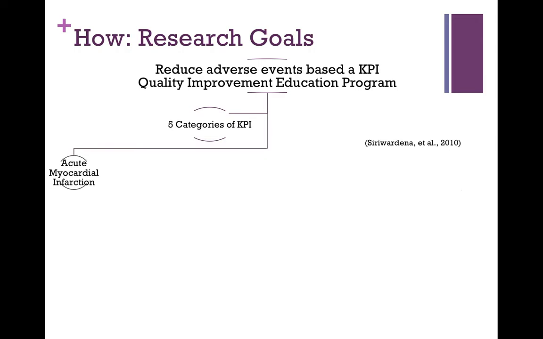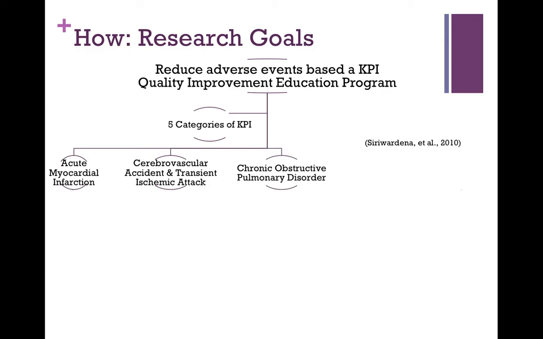We have acute myocardial infarction, cerebrovascular accident and transient ischemic attack, chronic obstructive pulmonary disorder, diabetes mellitus, and mental health disorders. This represents the breadth of common clinical conditions encountered by paramedics on a daily basis. Hence, they represent reliable and valid metrics by which to measure the quality and outcomes for patients.